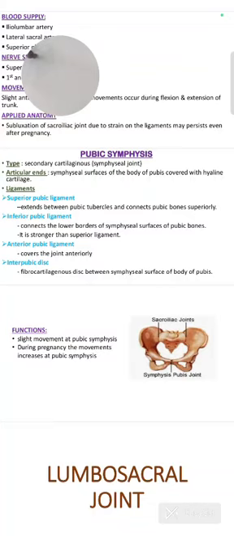So the main function of this joint, the pubic symphysis: there is a very slight movement that occurs at the pubic symphysis, but during pregnancy this movement increases at the pubic symphysis.